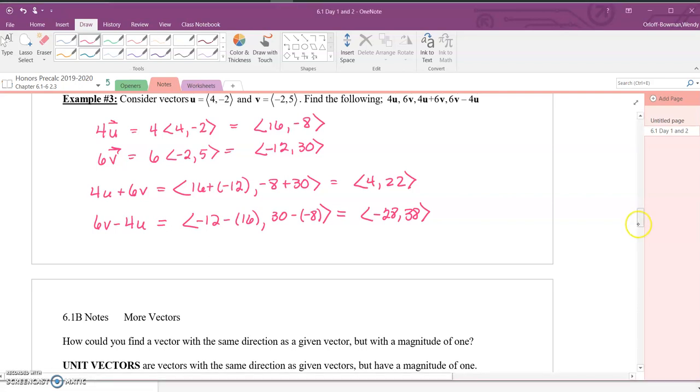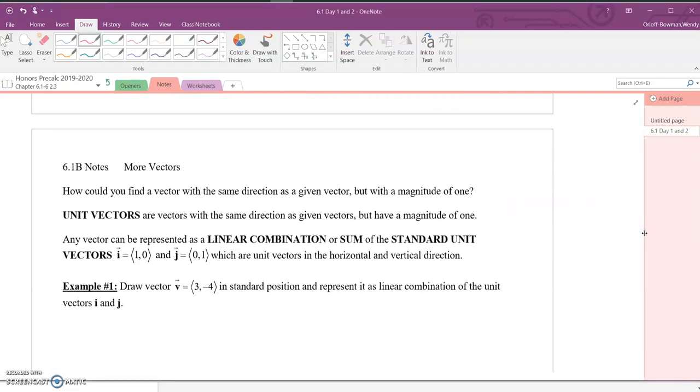Okay, so we've heard of unit circles, and we just finished our trig unit, but now we're going to work on unit vectors. Unit vectors are vectors with the same direction as a given vector, but have a magnitude of 1. So we're going to find a way to force the magnitude to be 1. Any vector can be represented by a linear combination or sum of the standard unit vectors i, which is 1, 0, and j, which is 0, 1, which are unit vectors in the horizontal and vertical direction.